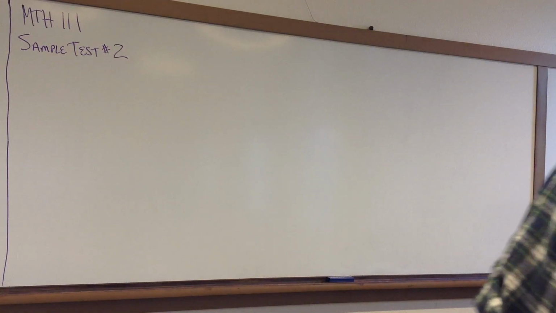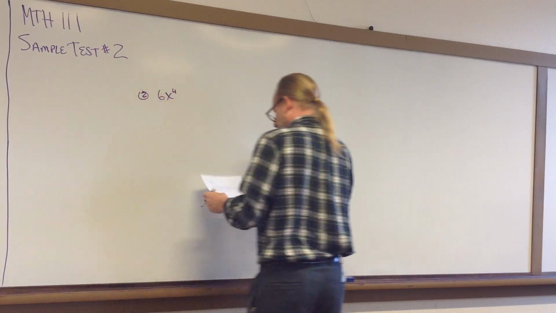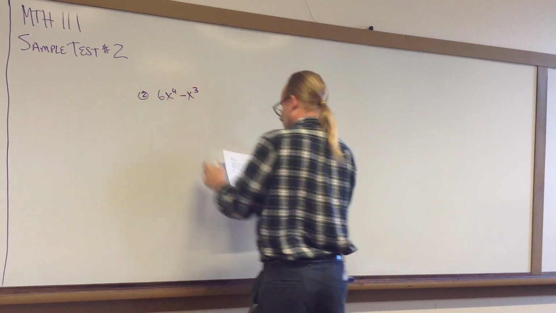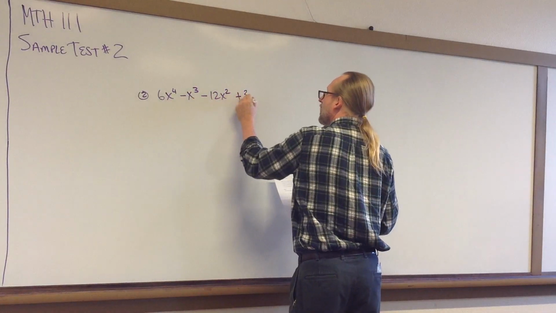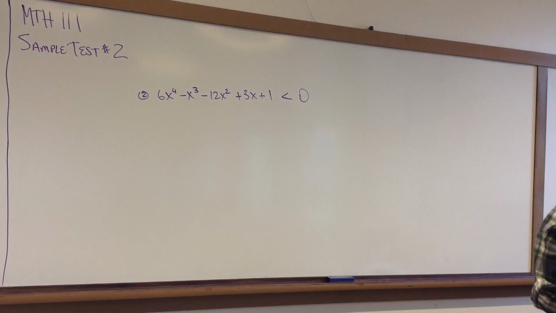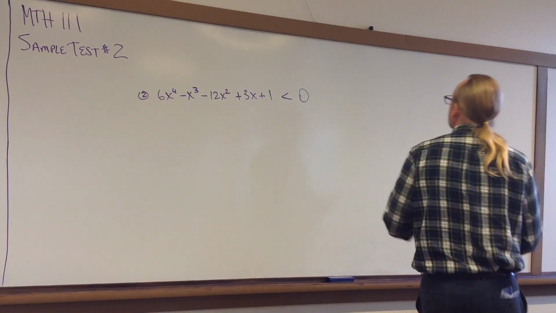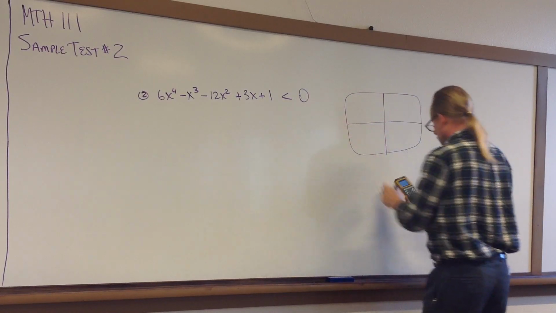So, here we've got 6x to the 4th minus x cubed minus 12x squared plus 3x plus 1. And this time we want to know where is it going to be less than 0. Where is the curve going to be below the x-axis? Let's see here. So again, I'll put a little sketch up on the board, and then I'll show what it looks like to the camera so we can get a sense of what we're working with here.